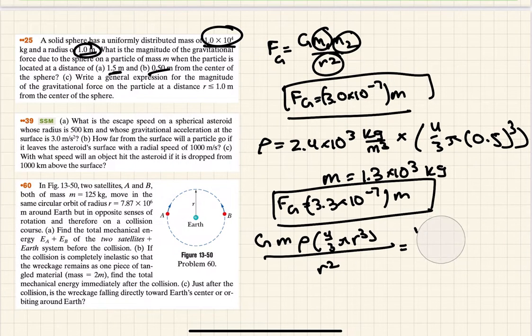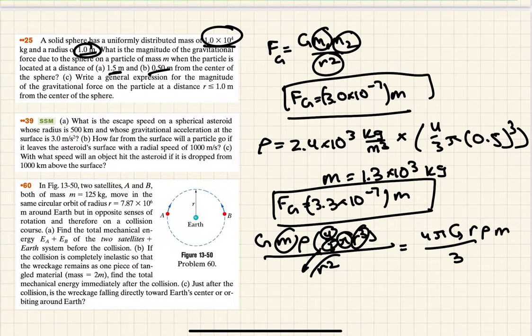And so if you were to simplify it a bit, let's collect the 4 and pi, and the 3 goes in the denominator, so 4 pi, and then G is a constant. We have this m, and we have an r cubed that cancels with an r squared, so that just becomes r, and a rho on the top, over just 3. And so that's going to be your answer. We also have an m.